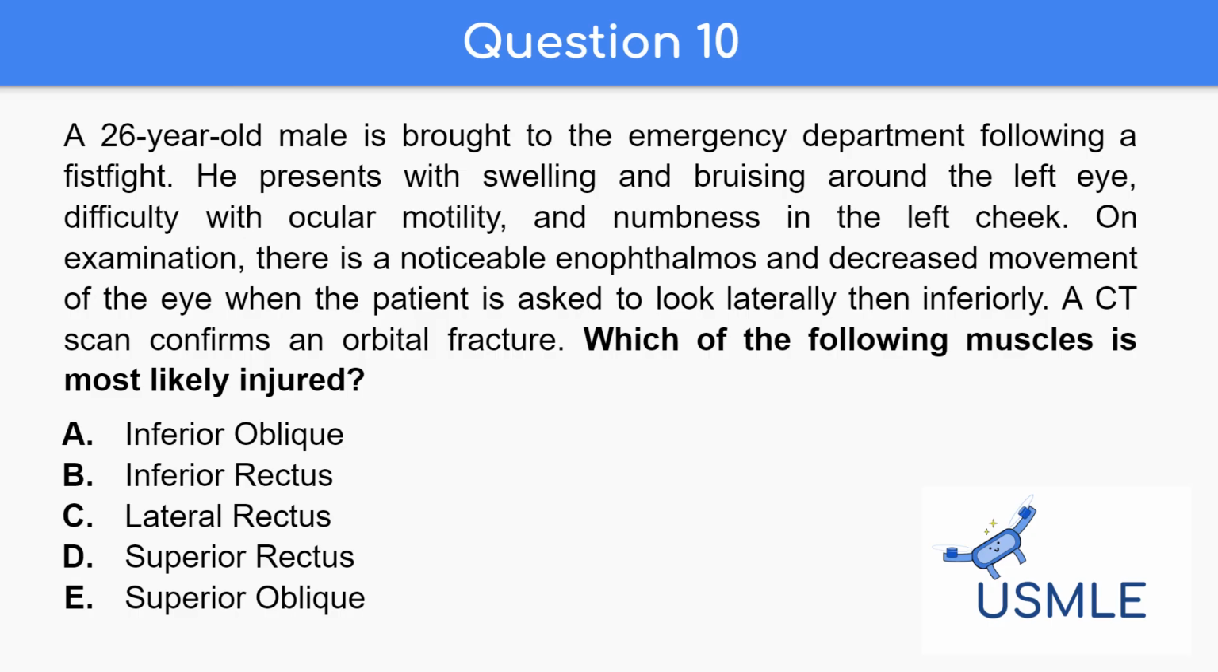Let's read the question. A 26-year-old male is brought to the emergency department following a fist fight. He presents with swelling and bruising around the left eye, difficulty with ocular motility, and numbness in the left cheek. On examination, there is a noticeable enophthalmos and decreased movement of the eye when the patient is asked to look laterally, then inferiorly. A CT scan confirms an orbital fracture. Which of the following muscles is most likely injured?